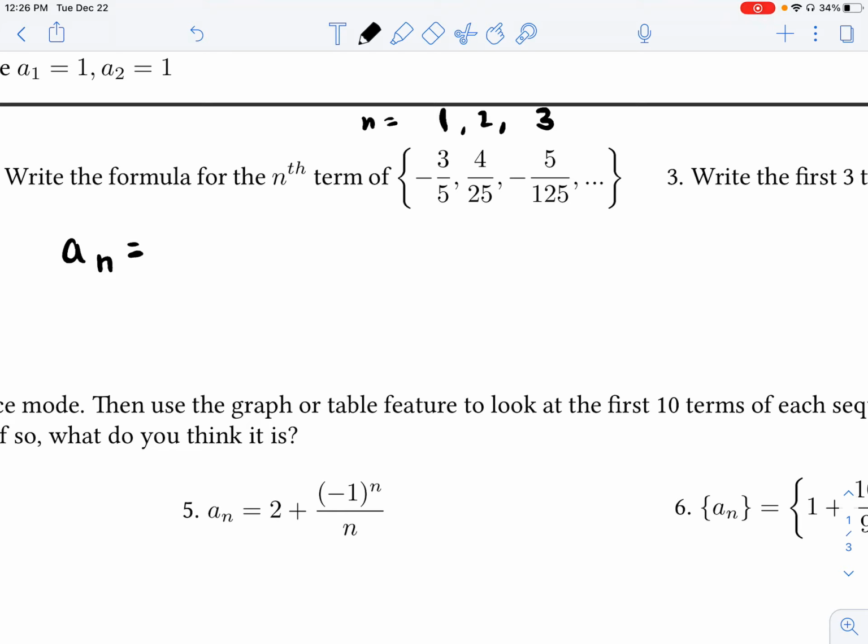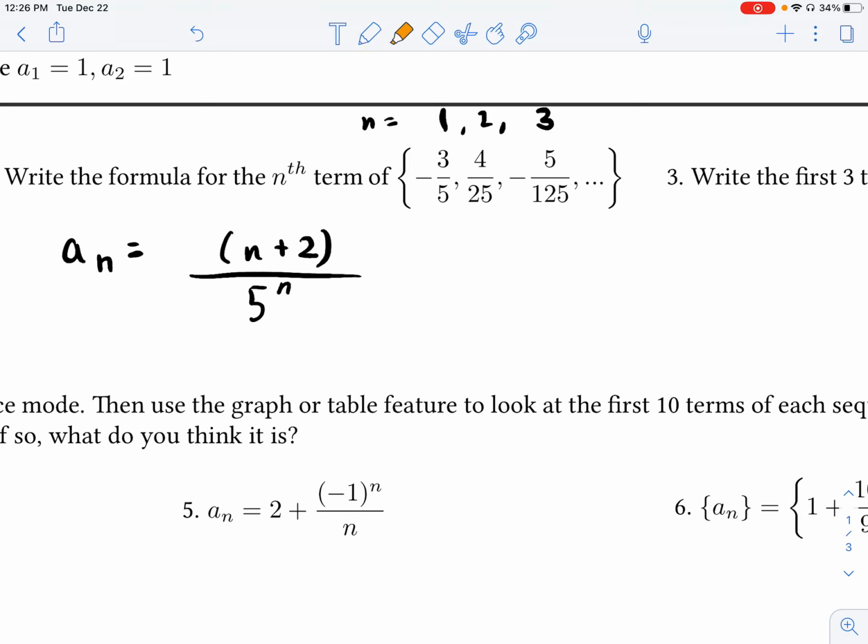Well, I noticed that in our numerator, we're taking all of those n values and adding 2 to them. So in our numerator, I can say n plus 2, right? Because 1 plus 2 is 3, 2 plus 2 is 4, 3 plus 2 is 5. Now in the denominator, we can see that these are all powers of 5. Specifically, that first denominator 5 is 5 to the first power. That second denominator is 5 to the second power. And so we can see here that these n values are simply the exponents of our bases here. So 5 to the n power.